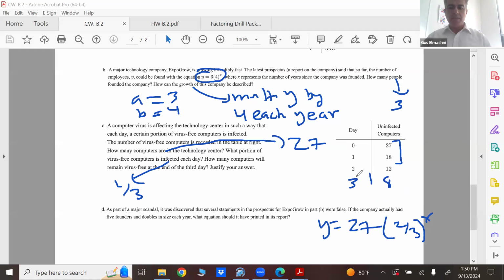Why did you do 2/3, not 1/3? Because the question is asking something different. The second question is asking what portion is infected. The third question is asking how many are virus-free. So I had to be somewhat flexible with changing the base depending on what the question is asking. So you just have to read very, very carefully. If you plug in 3, you should get 8, plus the fact that you're dropping by 1/3. So if you take 1/3 of 12 and drop it, 12 minus 4 is 8.